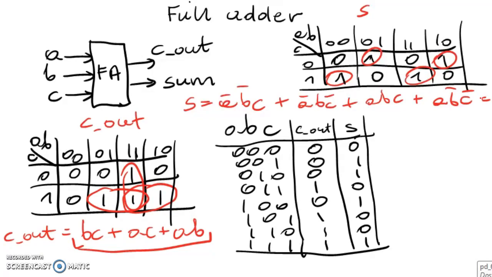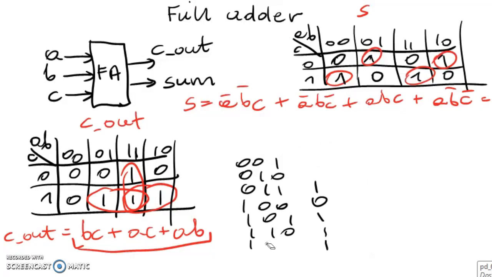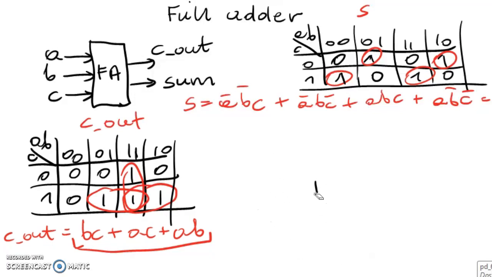What can we do next? Of course, if you have only AND or NOT gates, this is the lowest cost solution. But if we have XOR or XNOR gates, we can go further and minimize the function manually. Look at this. Not B, not C, ABC. Let's have a look here.